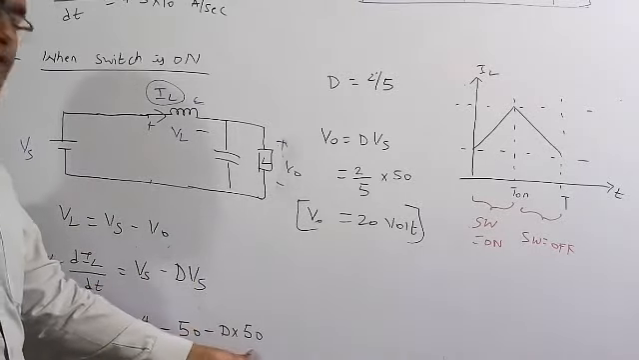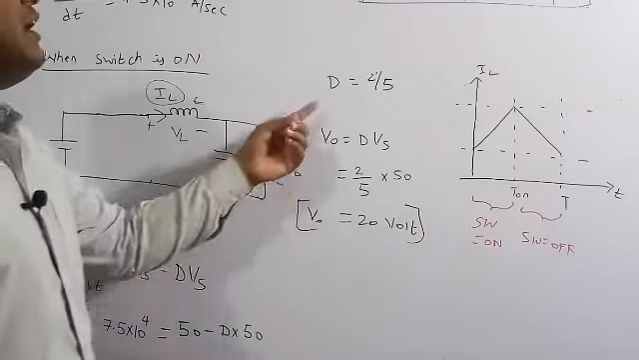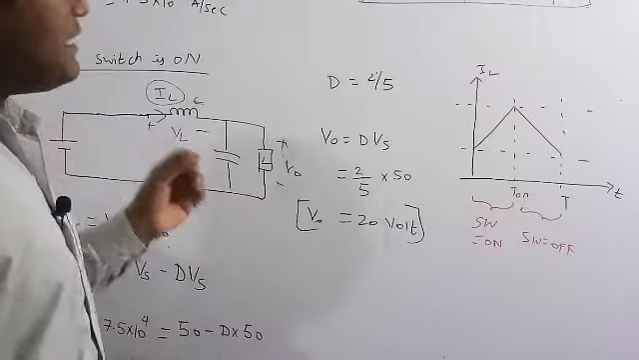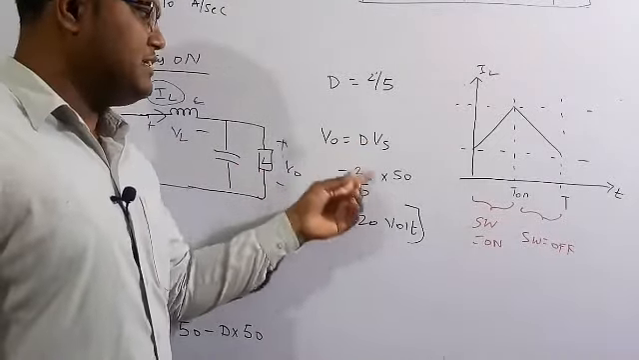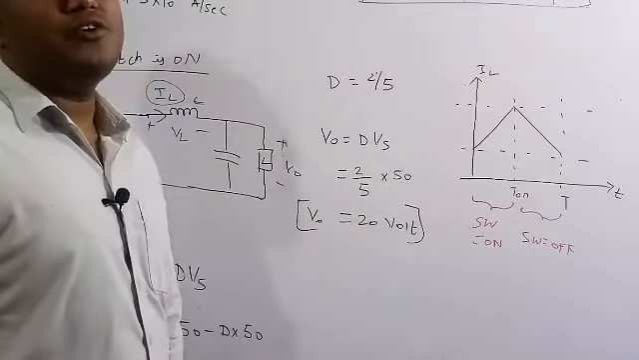And D also Vs is equal to 50. There is only one equation with one unknown, D, which we need to figure out. So solving the basic equation, we get D is equal to 2 by 5. But we need the output voltage. So V0 is equal to D into Vs. We know the value of D, 2 by 5, into Vs, which is 50. So if you solve, we get V0 is equal to 20 volt.